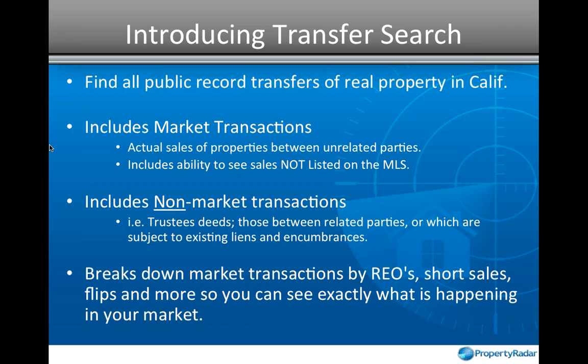So, an introduction to transfer search. This is public records based, and we include all the public record transfers of real property in California. That includes market transactions, which are any sale between two unrelated parties, apparently for market value. That also includes market transactions that are not listed on the MLS, bulk transactions, etc. So if two unrelated people agree to sell a property and it's a market transaction, we'll cover it here.